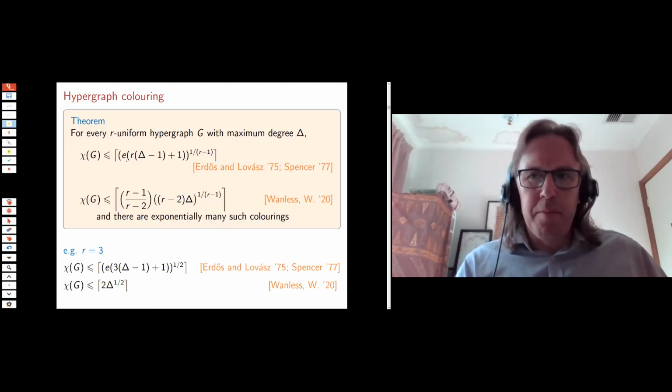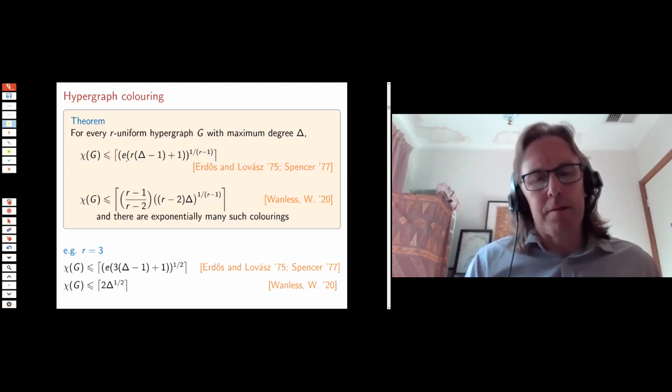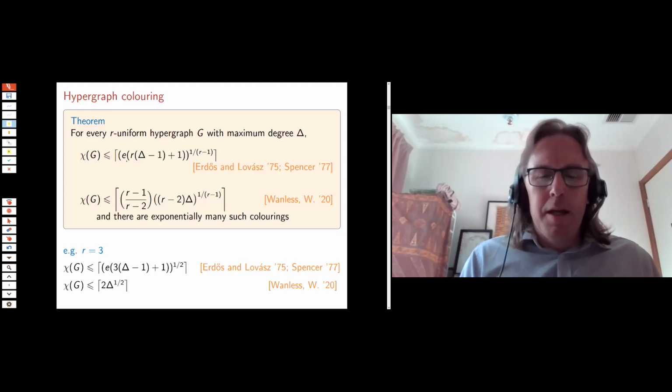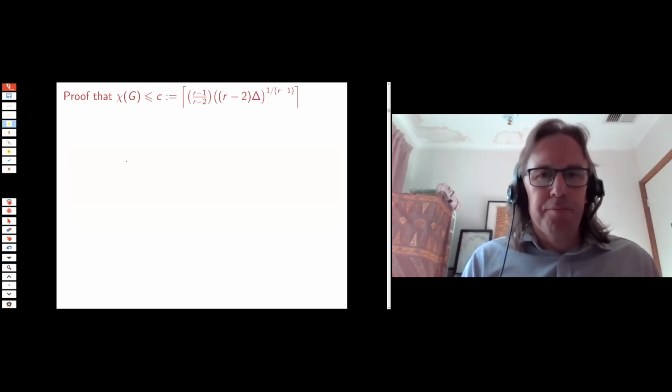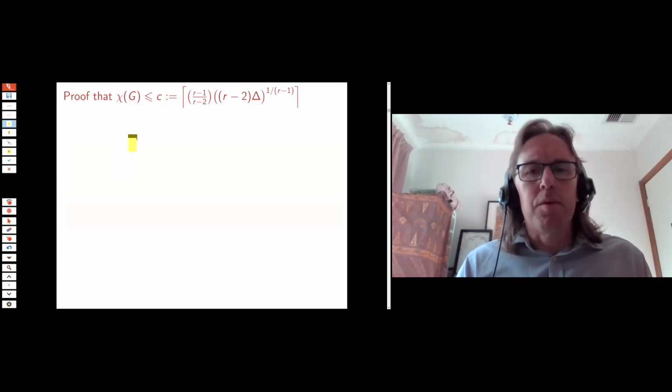The improvement in the bounds is interesting, but really for me, the real value of this result is this simple proof. And that's what I'm going to show you next, the proof that for an r-uniform hypergraph, the chromatic number is at most this expression up here, which I'll denote by C.